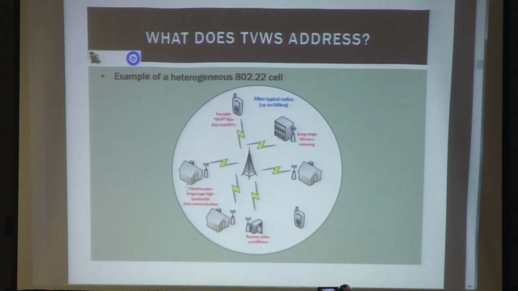Okay, so here, putting everything all together, this is a heterogeneous 802.22.7. Here you would have a portable TV white space device, and here you have a long-range metering device attached to your home, and over here you have these fixed TV white space devices for your home or office, and here you have a remote video surveillance device, a TV-enabled white space device. So all these can exist in one cell, and yes, you can actually have multiple cells.